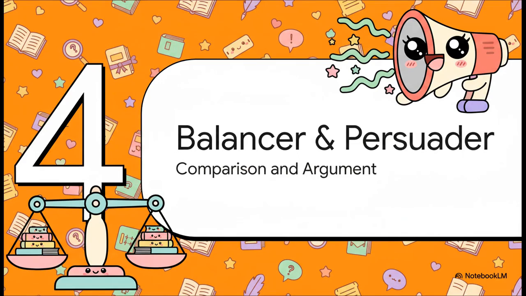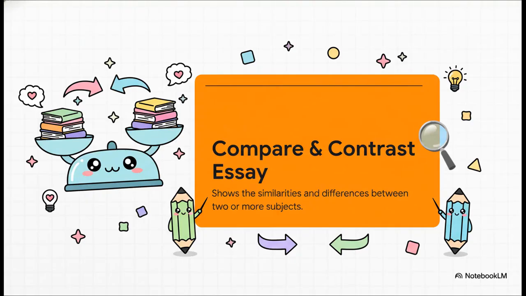All right, next up in our toolkit are two instruments that are designed for a bit of a heavier lift. We're talking analysis and argument. So, meet the balancer and the persuader. The compare and contrast essay is the balancer. You pull this tool out when you need to put two things side by side on a scale and see what they have in common and what really sets them apart. And this isn't just listing features, okay? It's about drawing really meaningful conclusions from that comparison.